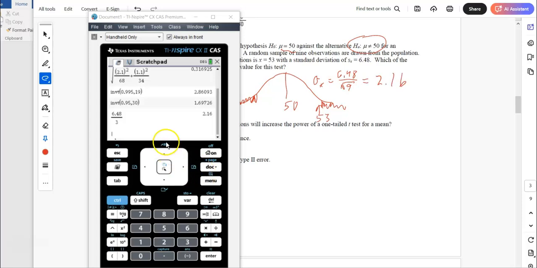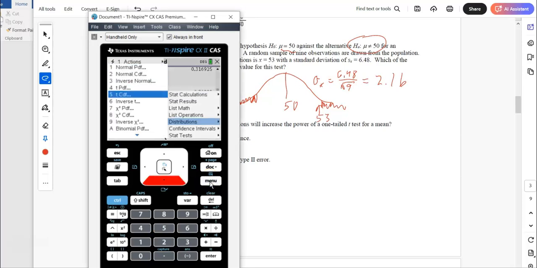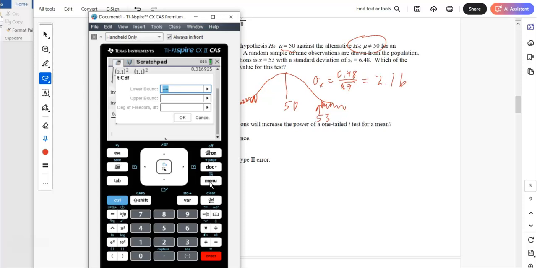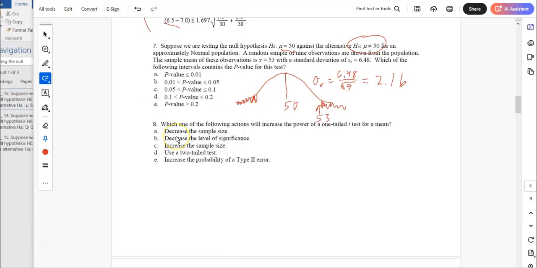Okay, so now I'm going to do my TCDF, right? So menu 65 TCDF, and the lower bound's 53. Upper bound's infinity, which is a big number there. Degrees of freedom. Okay, so I was going to use that and I was like, something's wrong.